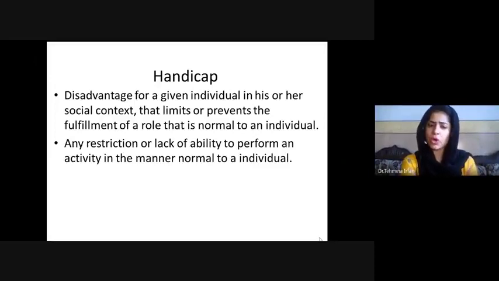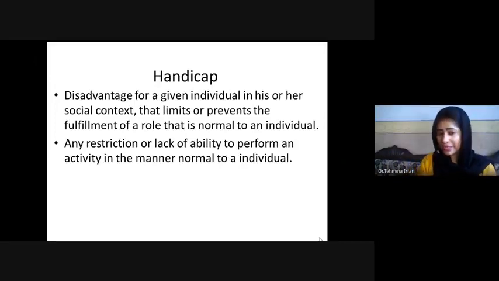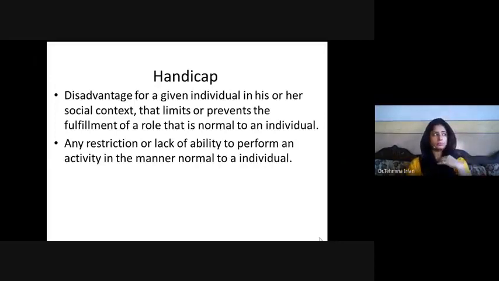Then any restriction or lack of ability to perform an activity in the manner normal to an individual. Like I am a normal human being, I can stand, I can sit, I can go there, pick some object, I can use a laptop, I can deliver a lecture. But God forbid, if someone has blindness, he is handicapped by eyes, so he will not be able to see the slides, maybe not able to use the laptop. So it is a form of handicap when the person is no more able to perform the activities of daily living. All right.